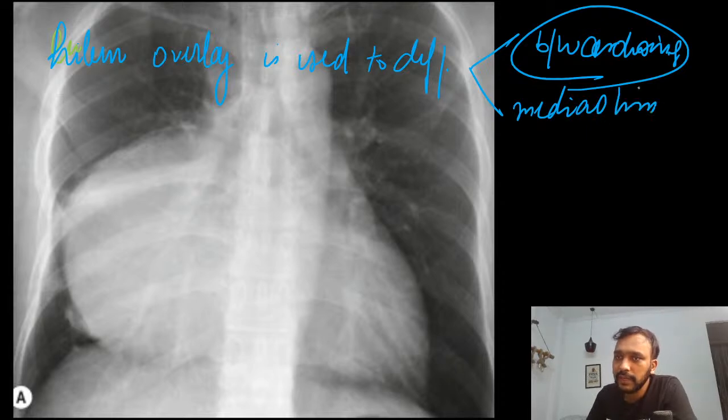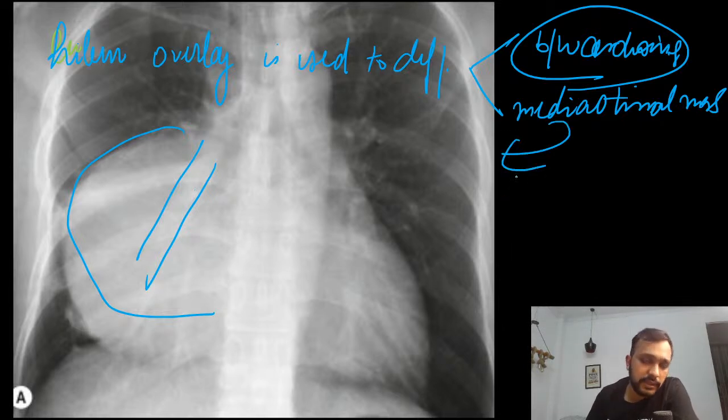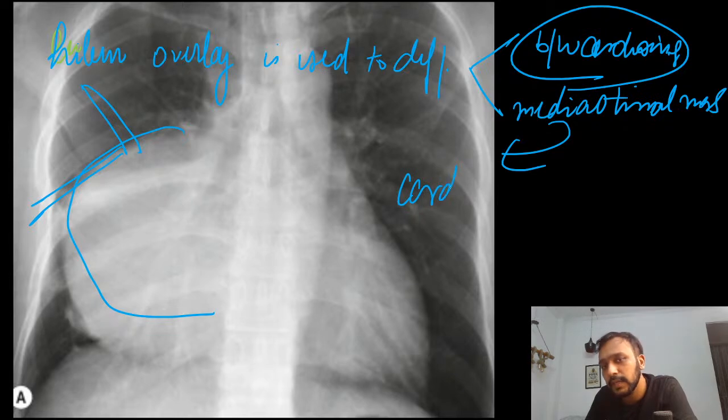So guys, what is this hilum overlay sign? This sign says that if there is some homogeneous opacity, and hilar vessels can be seen through the mass, or they are overlying the mass, then we will say that it is due to a mediastinal pathology. But if the vessels are lying just adjacent to the mass, they are not overlying the opacity, then we will call it cardiomegaly.